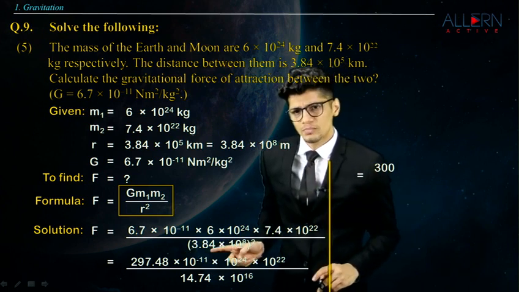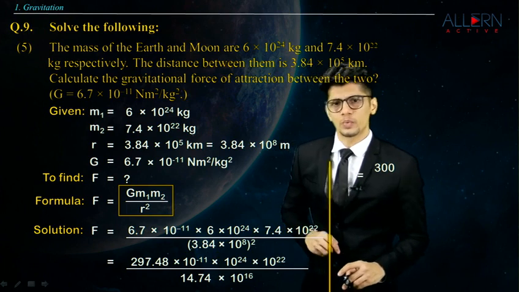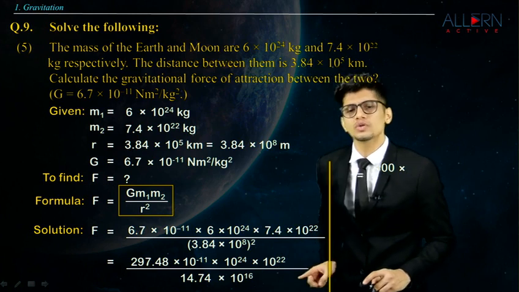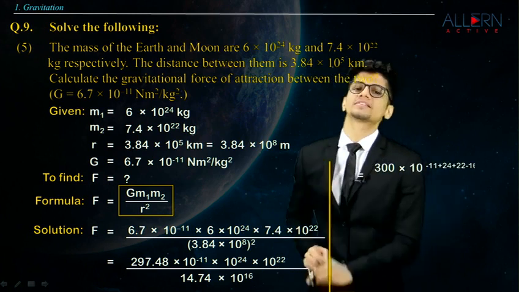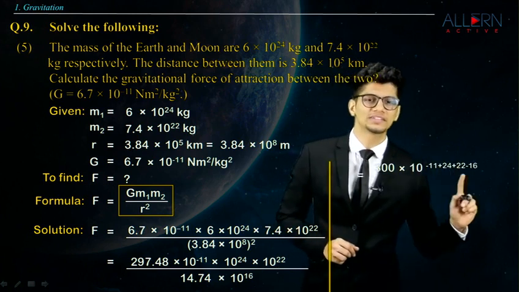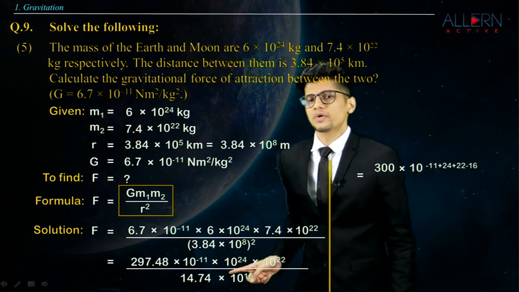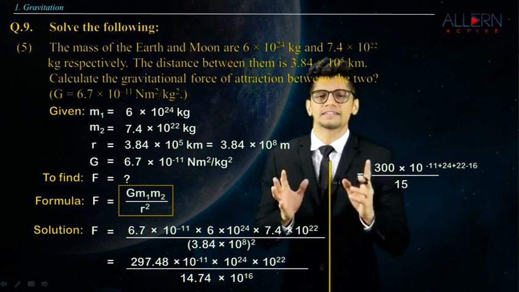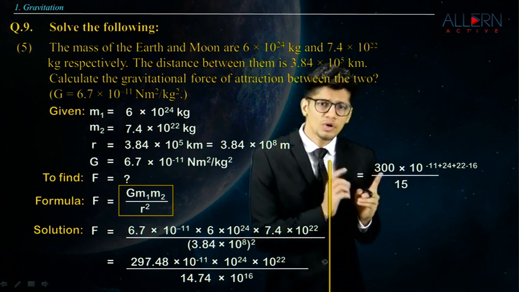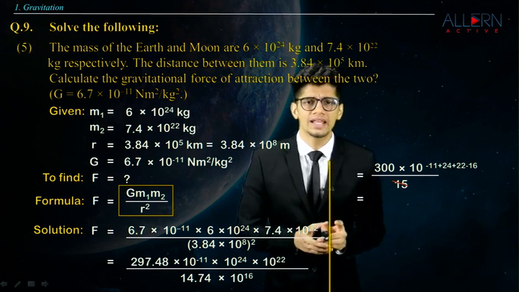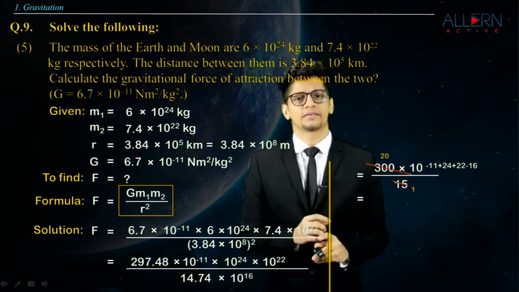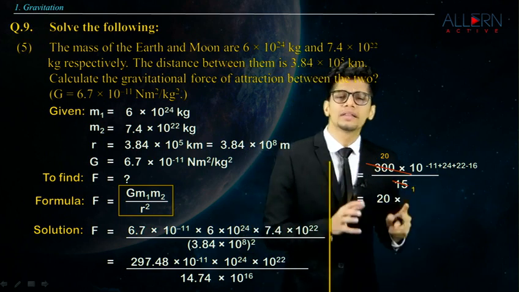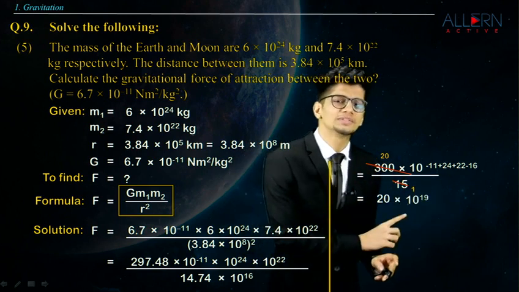Now 10 raised to minus 11, 10 raised to 24 and 10 raised to 22, and this 10 raised to 16 goes into the numerator and becomes 10 raised to minus 16. So this is the term that we have over here. Upon 14.74, we approximate 14.74 and make it as 15. So here 15 ones are 15 and 15 20s are 300. So this is 20, and when we add all this up, the answer that we obtain is 10 raised to 19.